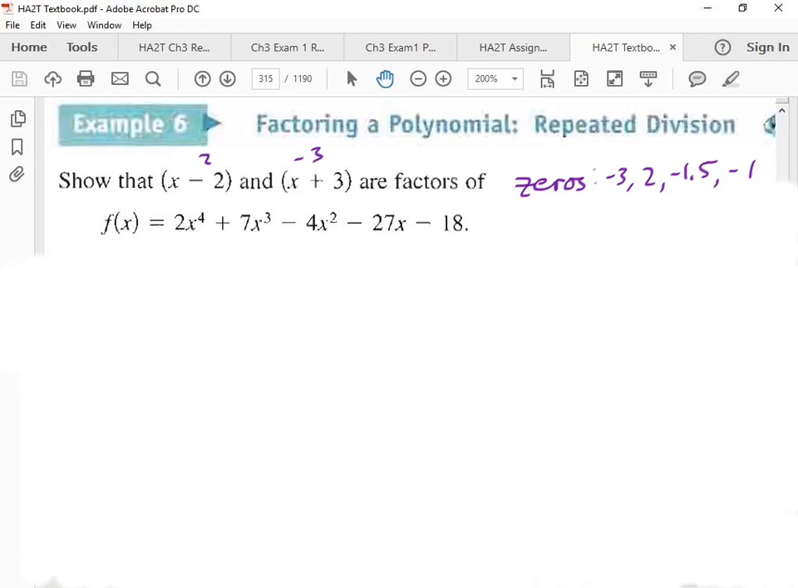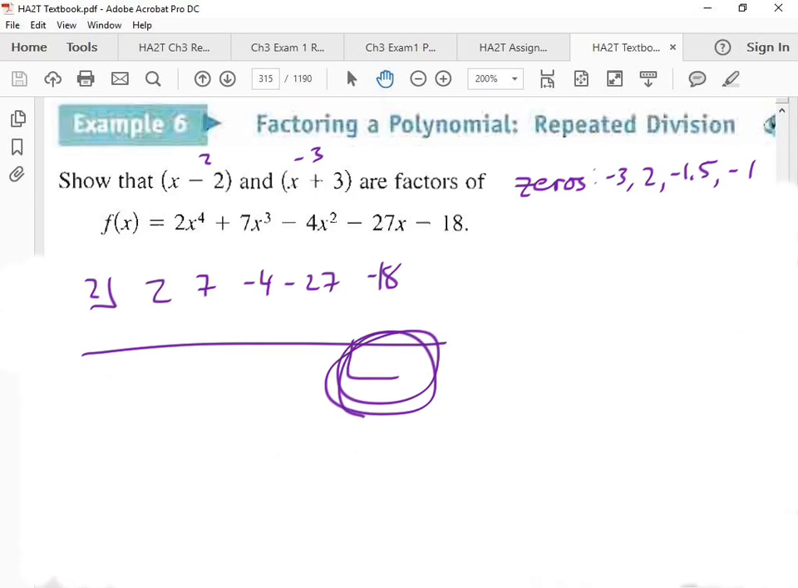Okay, so let's divide. Now I'm going to do synthetic division. I'm going to put 2 right here because that's the zero for that factor. And I'm going to write 2, 7, -4, -27, -18. Those are all the coefficients of my polynomial. Don't forget the negative signs. It's supposed to be -18. So at the end, what should I get in my remainder? I should get a 0. If x minus 2 is a factor, I should get a 0.